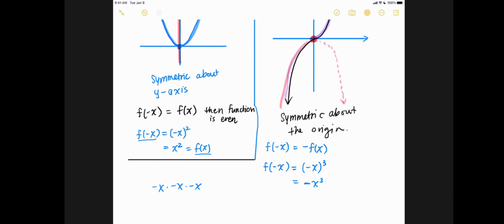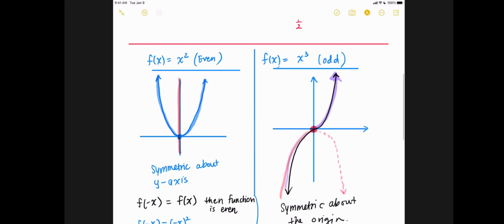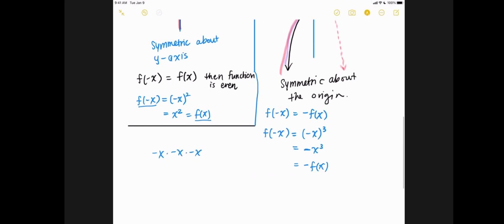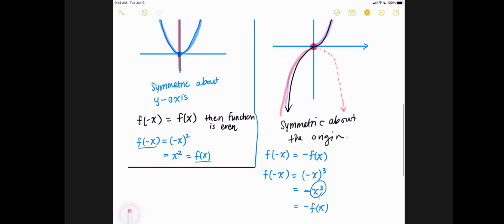And the x cubed without the negative is the original function, this x cubed, so I replace it with the function. And because this property holds for this function, the function is odd. And this part of the property of odd functions is what's being applied to the trigonometric functions for sine and tangent.